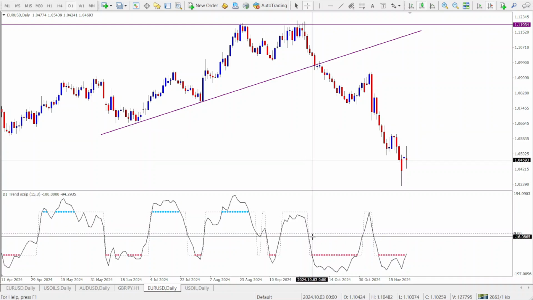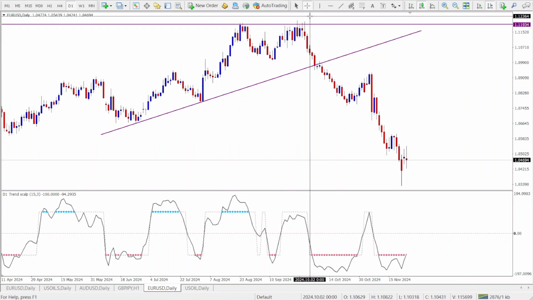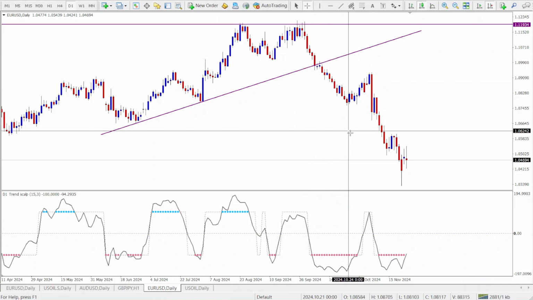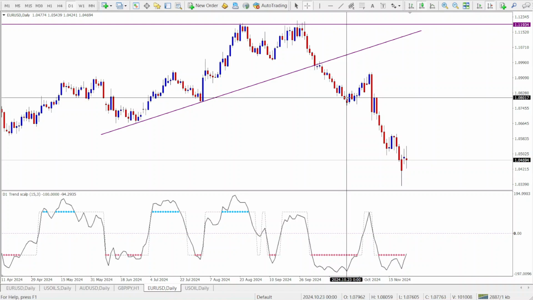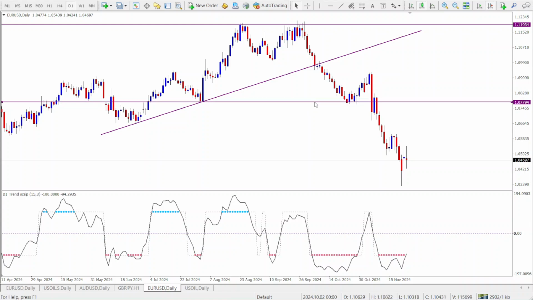At that point we would have considered entering a sell trade, setting our stop loss above the previous swing high, and then for our take profit we can decide to use support zones, or we can wait for the indicator to give us a buy signal, or an exit signal. When the indicator crosses above the red dots, we can then exit our sell trade. The indicator is quite easy to use and quite straightforward.